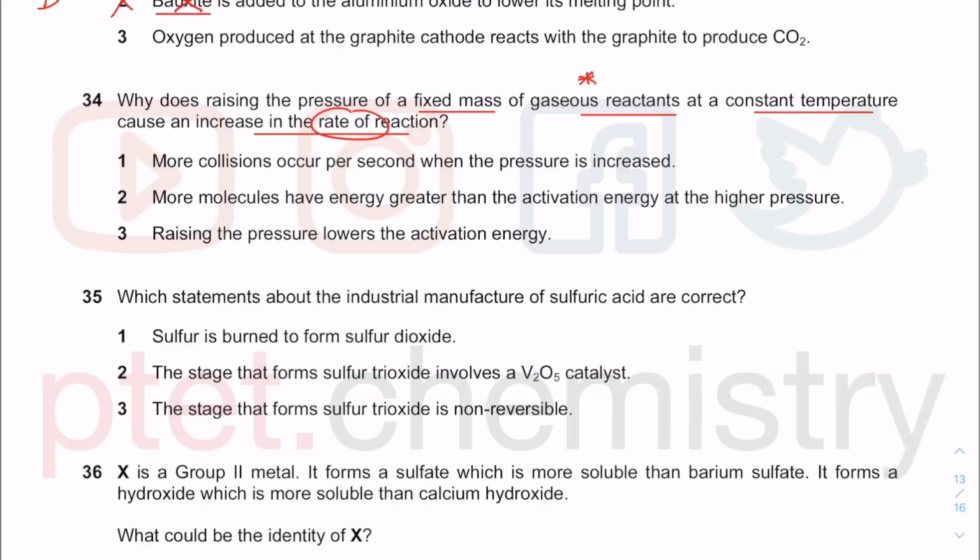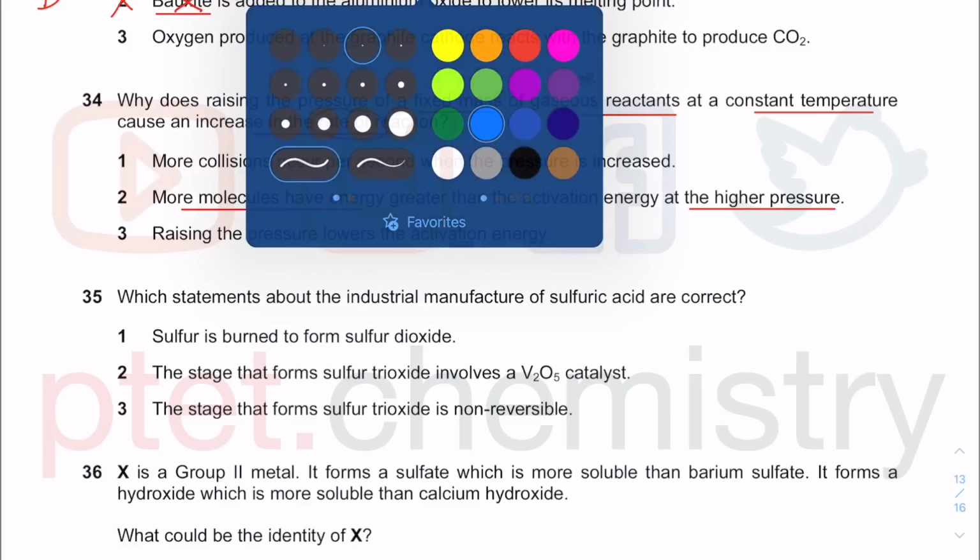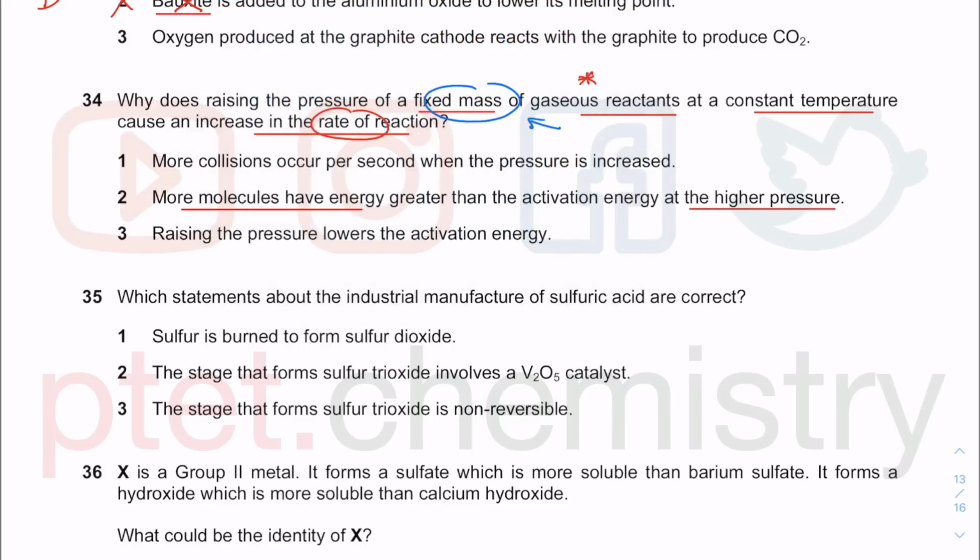So in terms of option number 2, more molecules have energy greater than the activation energy at the higher pressure. You are just raising the pressure, but you don't change the mass. If you don't change the mass, there is no change in the composition, no change in the amount or the number of reacting molecules, and therefore how can you change the area under the graph if you don't change the amount of reacting molecules?